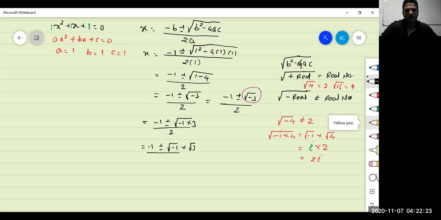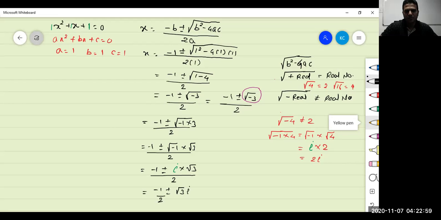So how does this come? Minus 1 plus or minus, and root of minus 1 is nothing but the iota, into root 3, divided by 2. So how to write this number? Minus 1 plus or minus root 3i, divided by 2. We will separate the denominator.